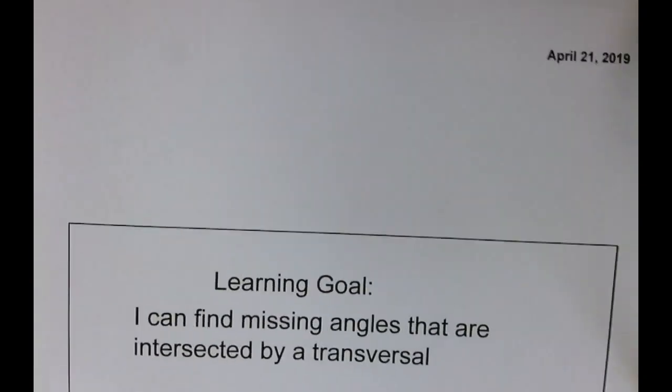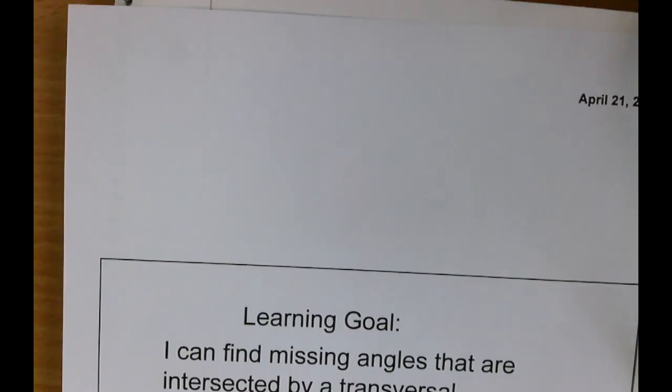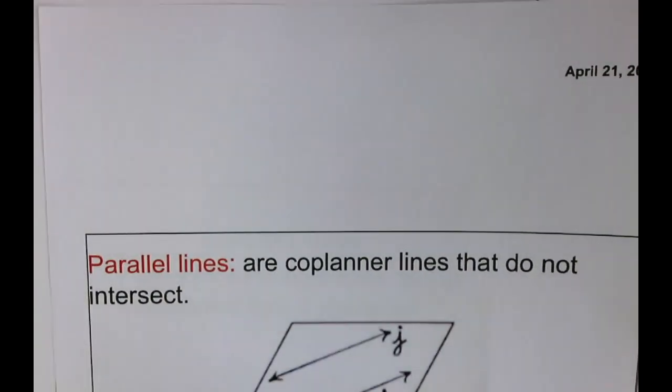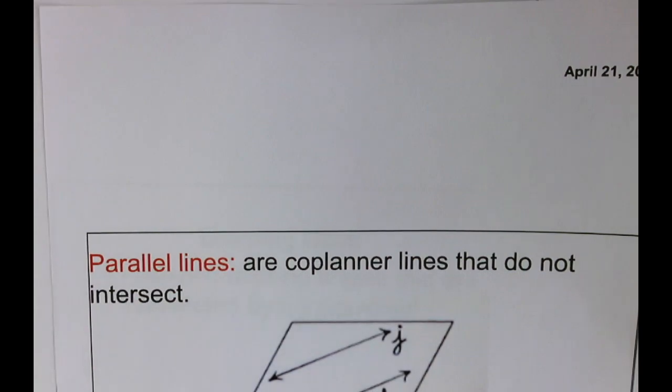Today's learning goal is I can find missing angles that are intersected by a transversal. As I mentioned before, geometry is a lot of vocabulary. So you can see here, let's start with that.